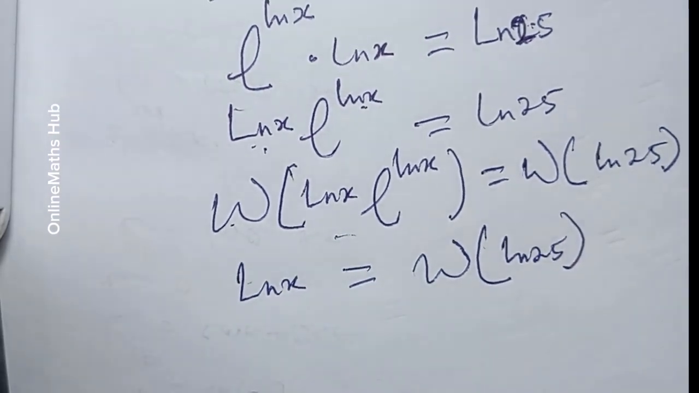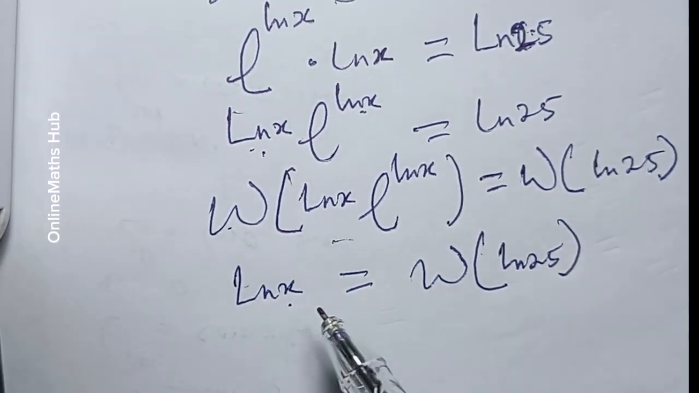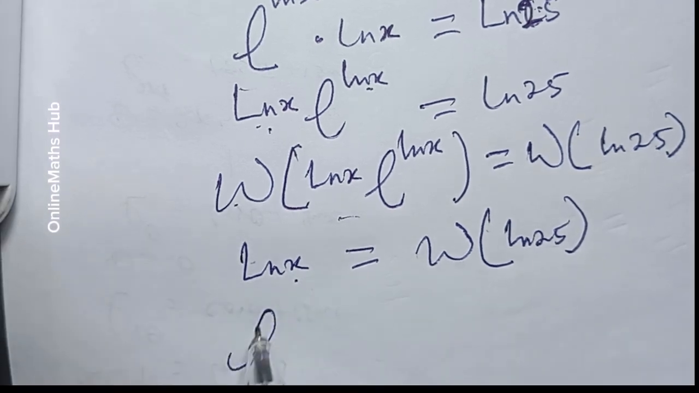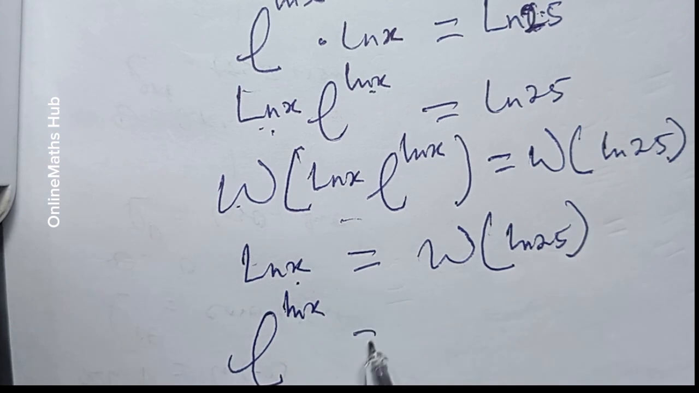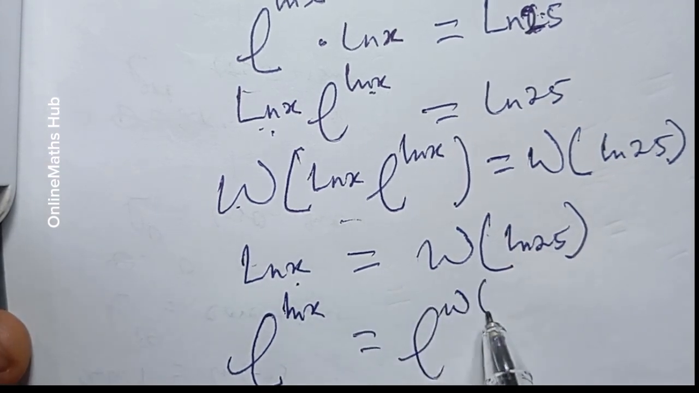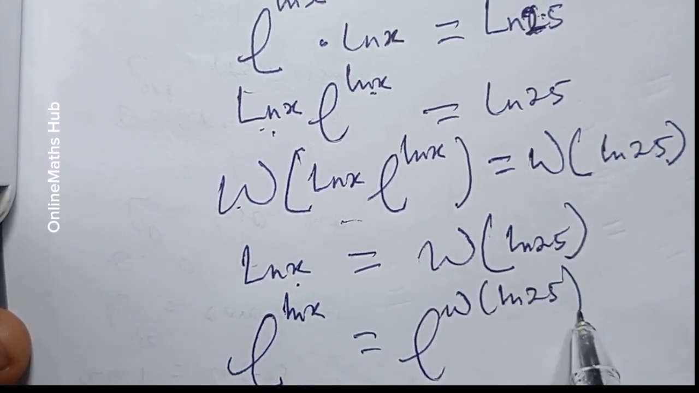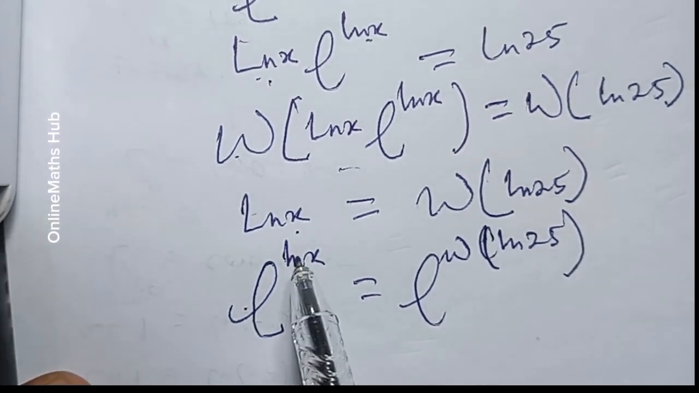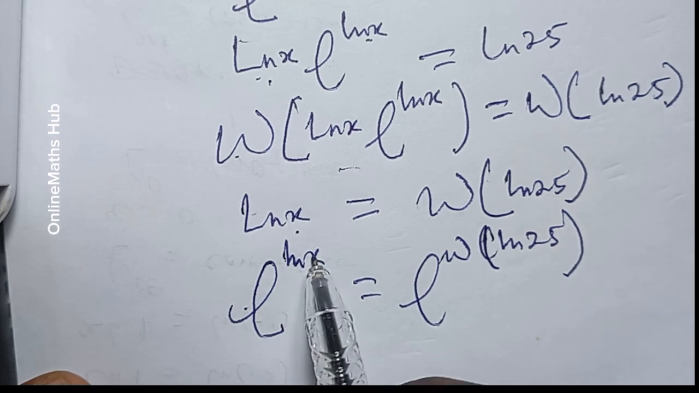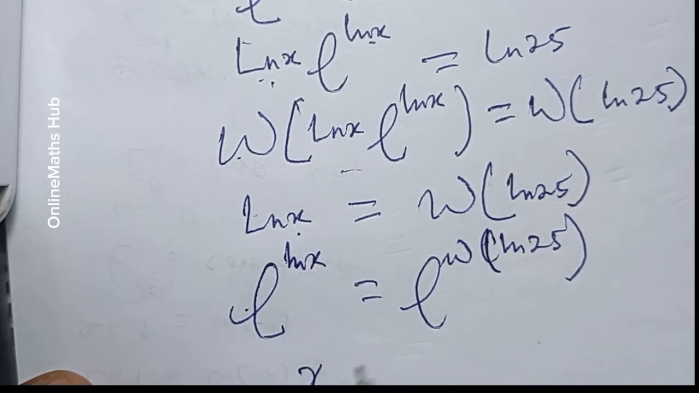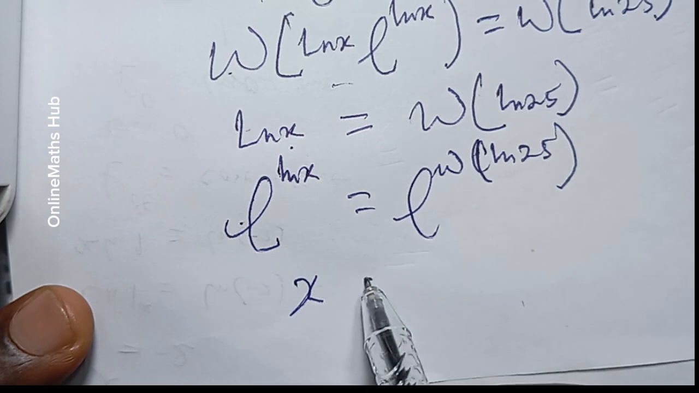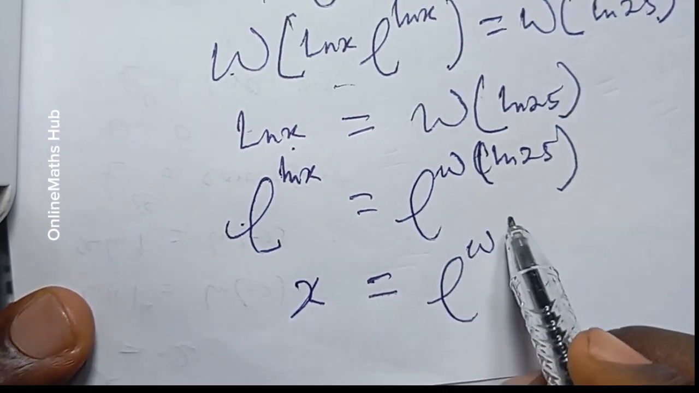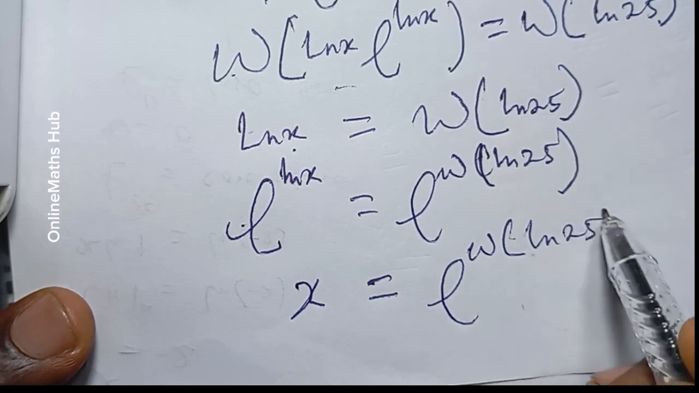Okay, and because of course we are looking for the value of x, what we may want to do next is just to take the exponential of both sides. So if we do that, we're going to be having exponential natural log of x is equal to exponential Lambert W function of natural log of 25. Okay, and then of course at this point exponential natural log is equal to 1 times x, which remains x. Okay, is now equal to exponential Lambert W function of natural log of 25.